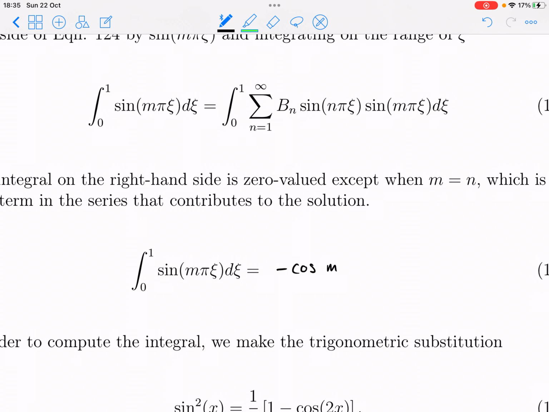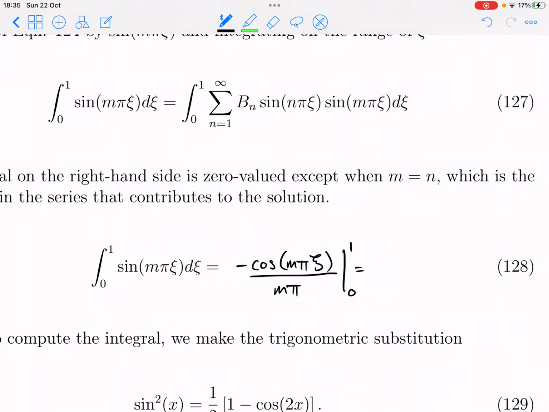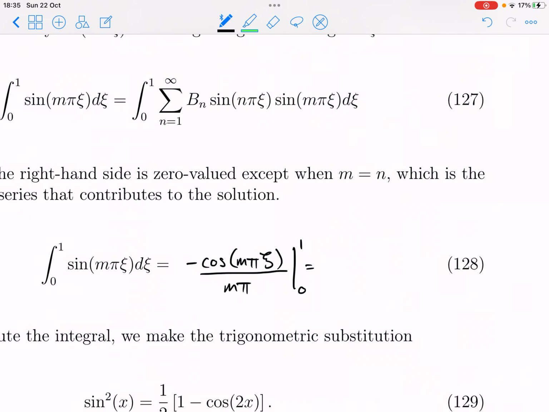I always have to look this up. Don't feel bad if you forget what the integral of sine is or the derivative of cosine. It's ridiculous. You can just draw a picture or look it up on Wikipedia. We're integrating on the bound 0 to 1. And we'll go ahead and solve this left-hand side completely. Why not?